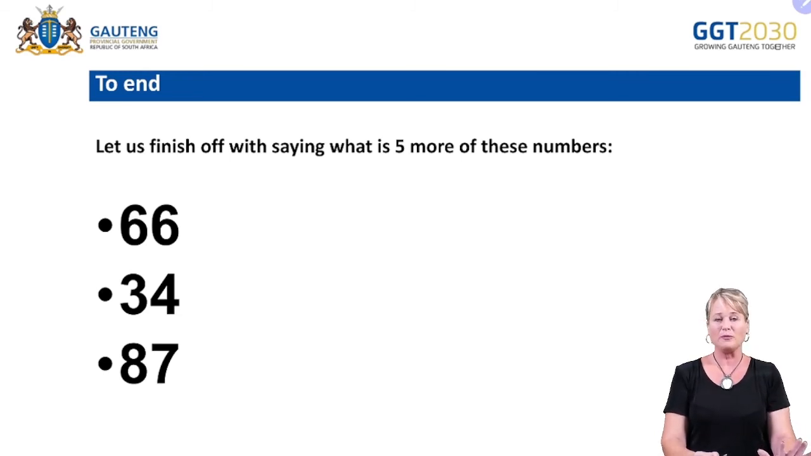Right, are you all with me? You're doing well. Let's count on our fingers now. We've got 87 Smarties, and we get given 5 more. So we've got 87. We're going to count 88, 89, 90, 91, 92.